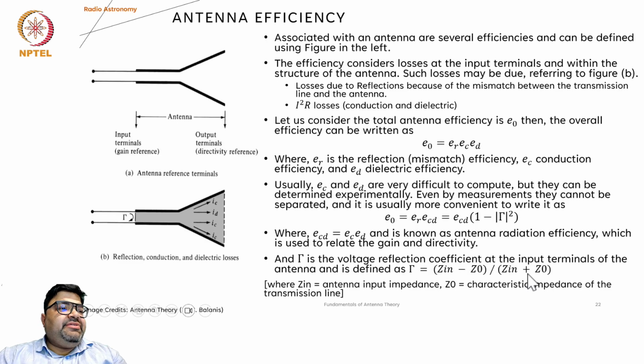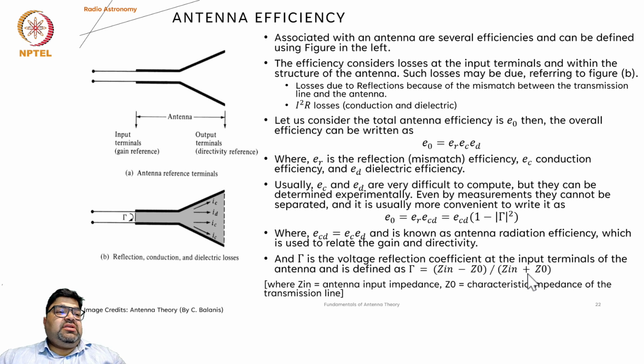The next parameter we are discussing today is the antenna efficiency. Now we know that any real antenna cannot be completely lossless. There will be losses due to several reasons. The design may not be exactly matching with the radiation wavelength. There can be losses from the mismatch of impedances between the transmission line and the antenna. There are ohmic losses also.